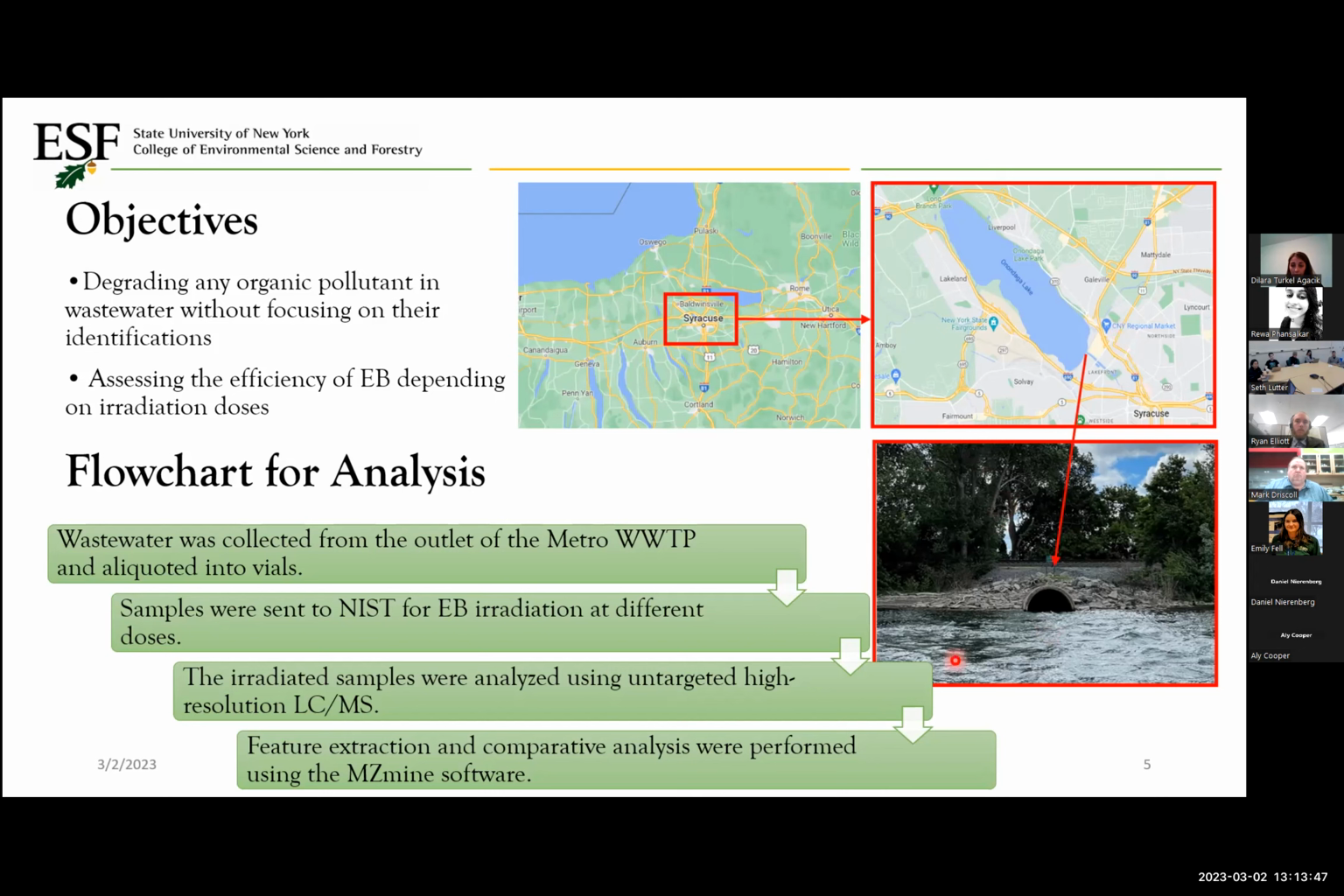The third picture belongs to the outlet of the Metro wastewater treatment plant, where we went and grabbed our samples. So we know that the Metro wastewater treatment plant treats an average of 84 million gallons of wastewater per day, which is a lot. As for the flow chart for our analysis, we went by the outlet of the Metro wastewater treatment plant and collected our wastewater samples.